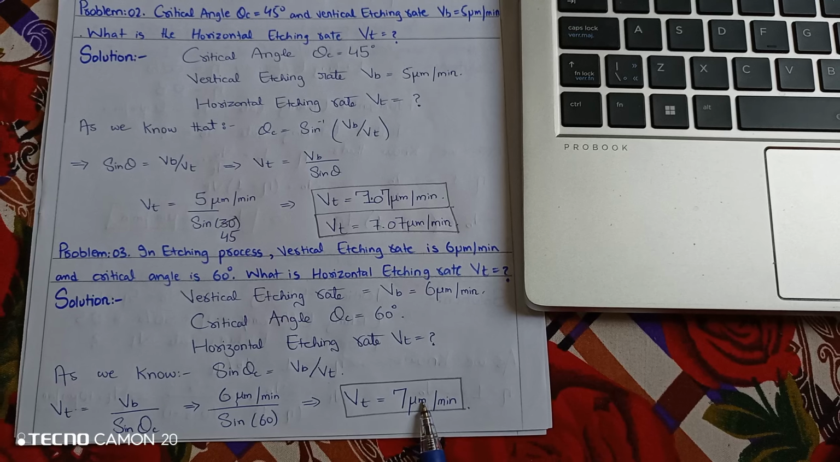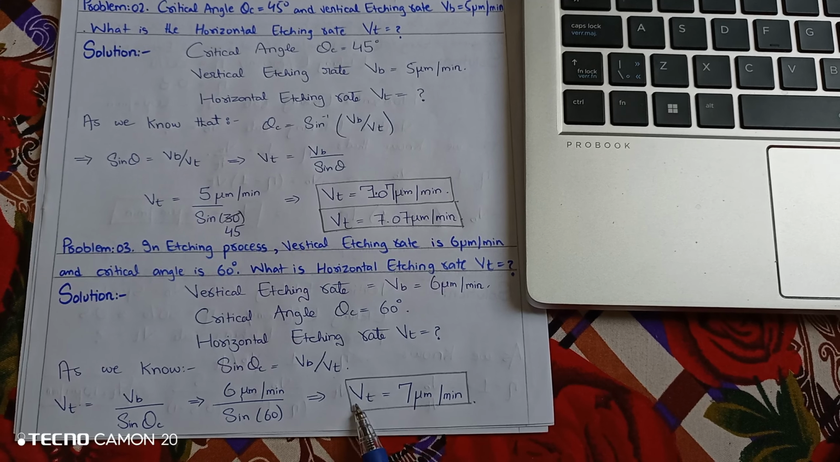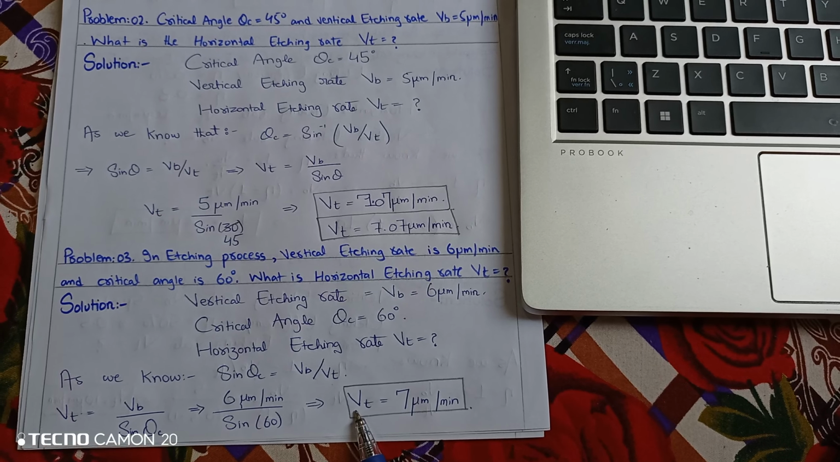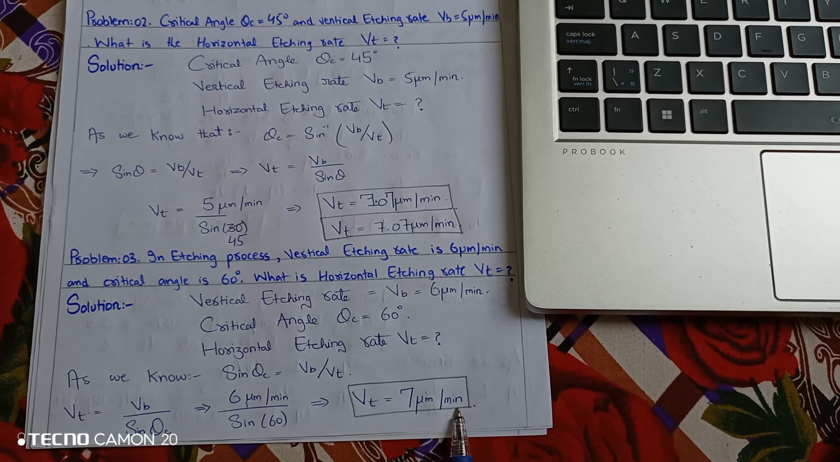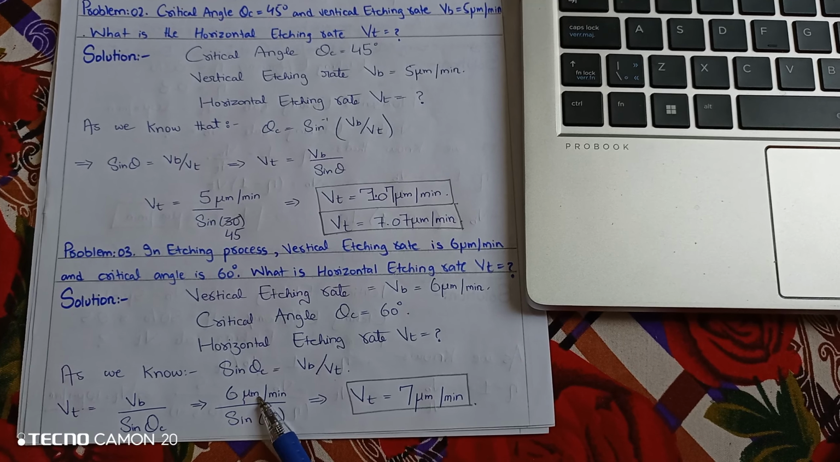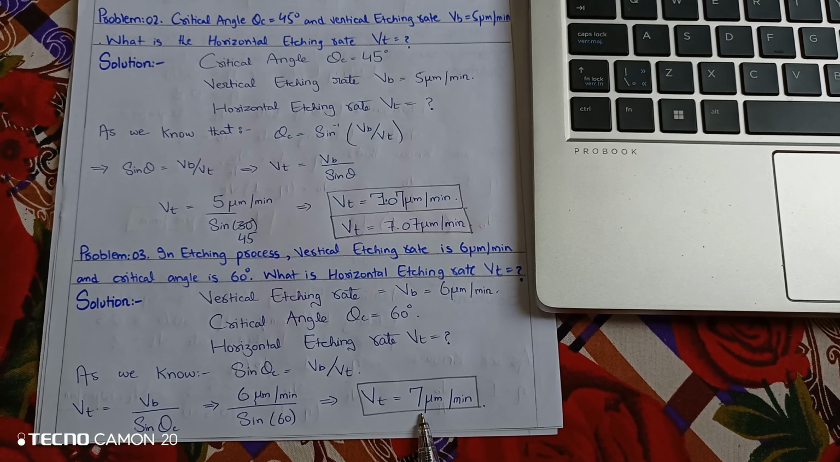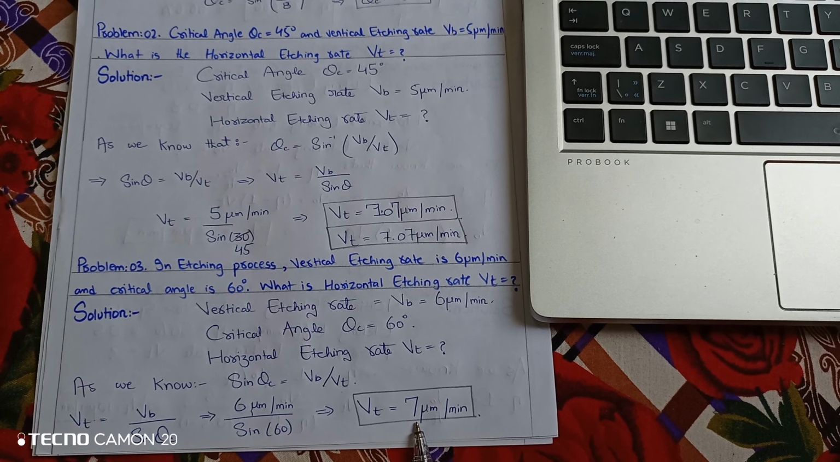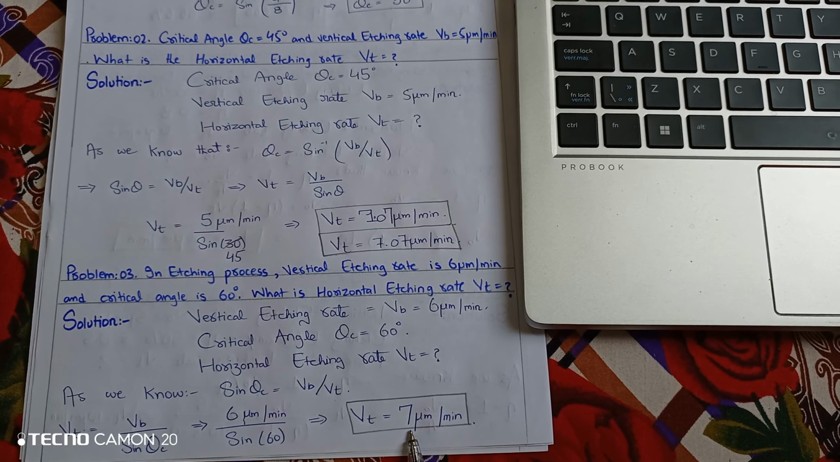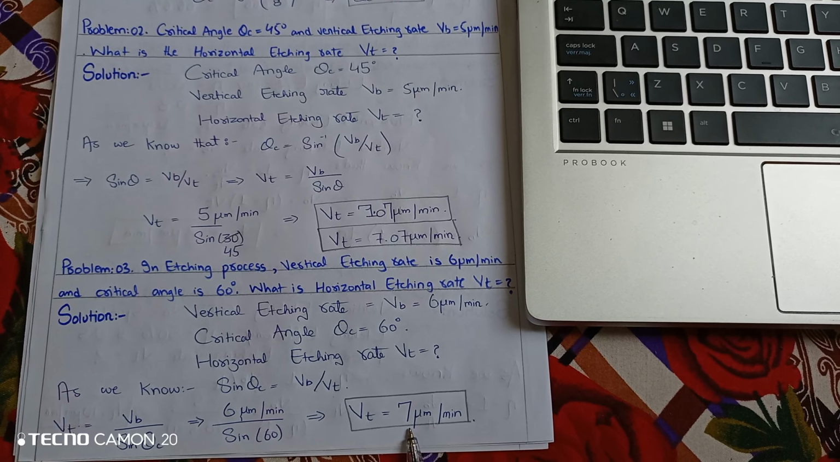After calculating you will get 7 micrometer per minute, because the unit of the vertical etching rate and horizontal etching rate is the same, which is micrometer per minute. This unit comes here. So this is how you can find the horizontal etching rate VT if the critical angle and the vertical etching rate are mentioned. So now let's move on towards our fourth problem.